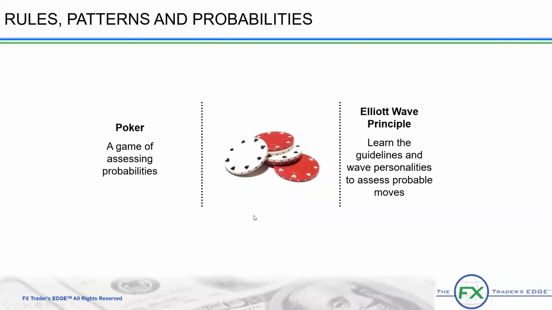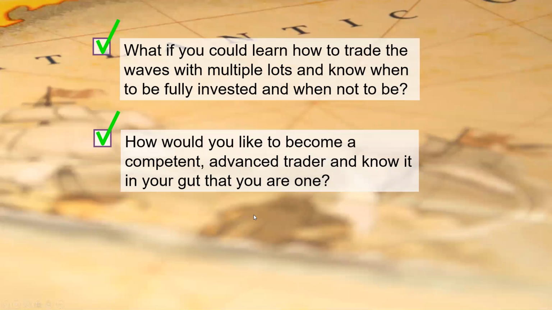Poker is a game of assessing probabilities. So we too need to learn the guidelines and wave personalities to assess the probable moves. And the Elliott Wave trading map is about assessing the probabilities of success. So you want to increase your position size for a wave 3. That's basically what it does. So this is a way to trade with multiple lots and know when to be fully invested and when not to be.